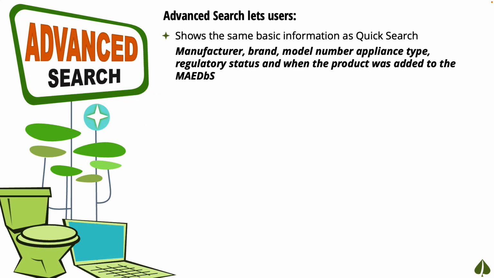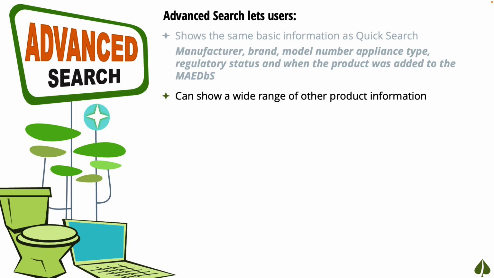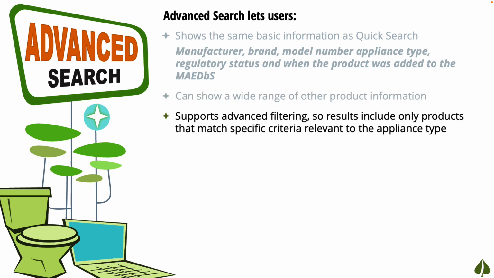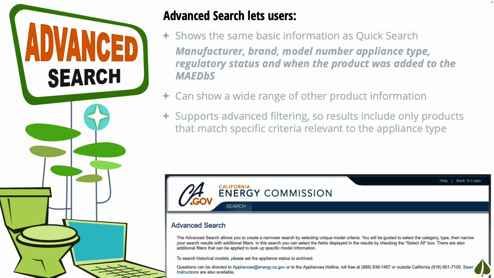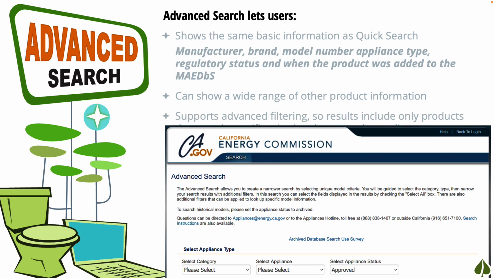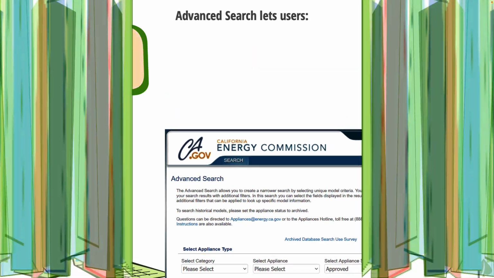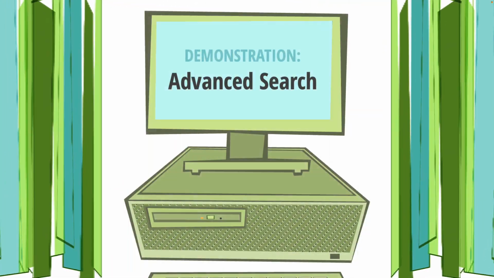Advanced Search will show you the same basic information as you saw in the Quick Search results table. Plus, it gives you the option of displaying a lot more product information by selecting from a list of possible additional fields appropriate to the product type. It also lets you use advanced filtering, so your results include only those products that meet specific criteria. Let's take a look at how this works.